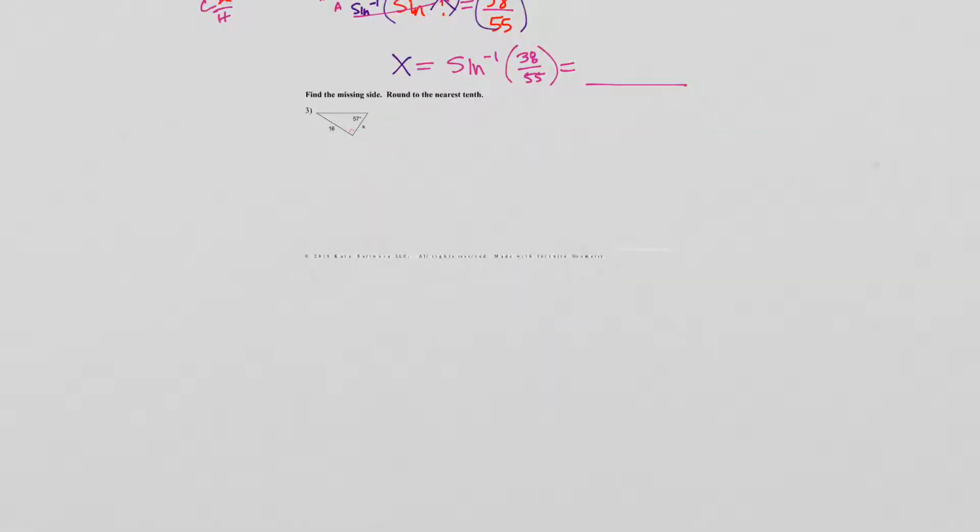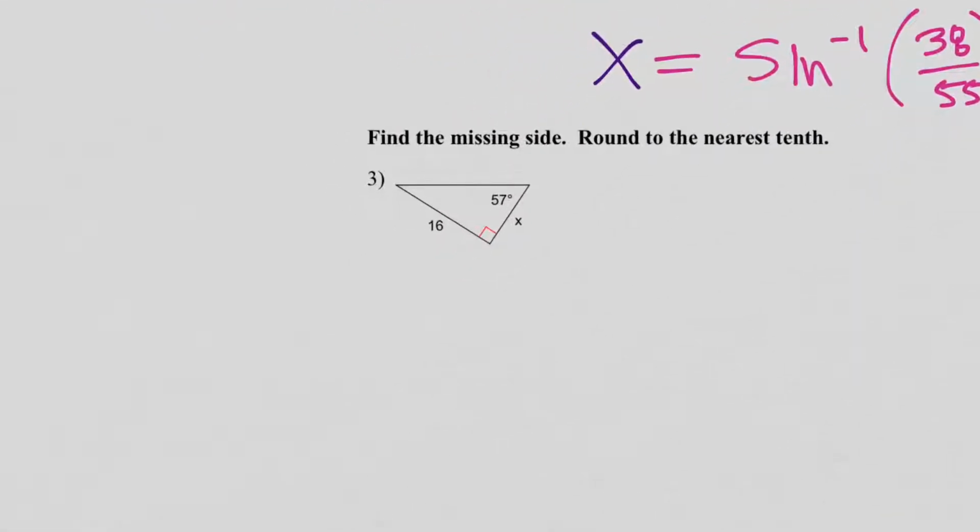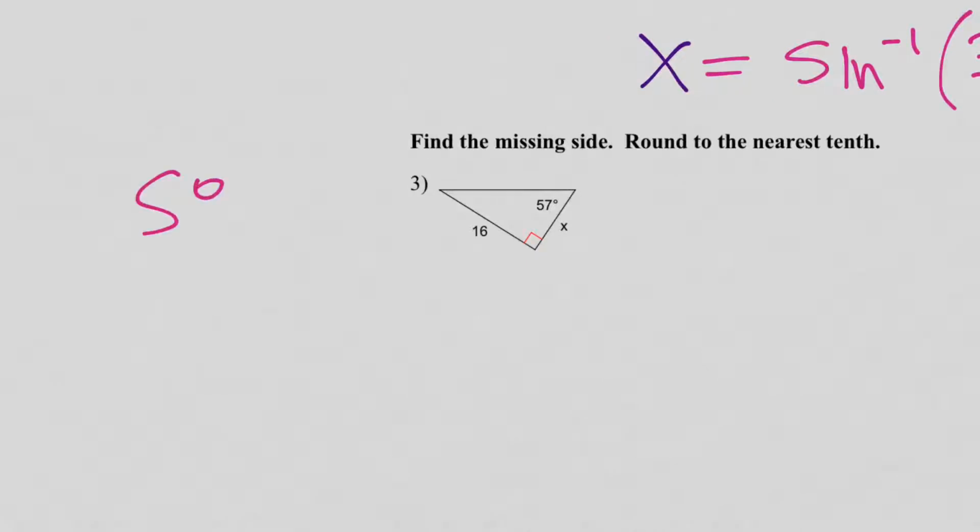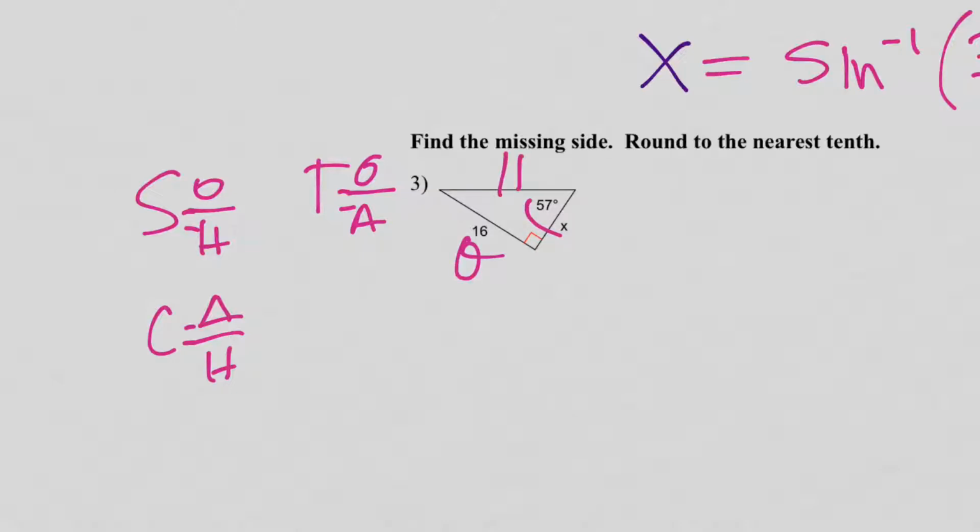Okay. Number 3, they're asking you to find the missing side. So you have to determine if you're going to use sine, cosine, or tangent. So the angle is 57. I know the opposite side. I don't know the hypotenuse, and I do know the adjacent side. So I know O and A. So who's OA? That's tangent.